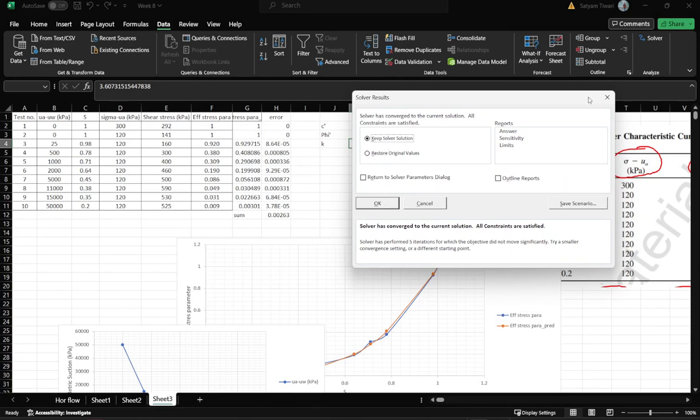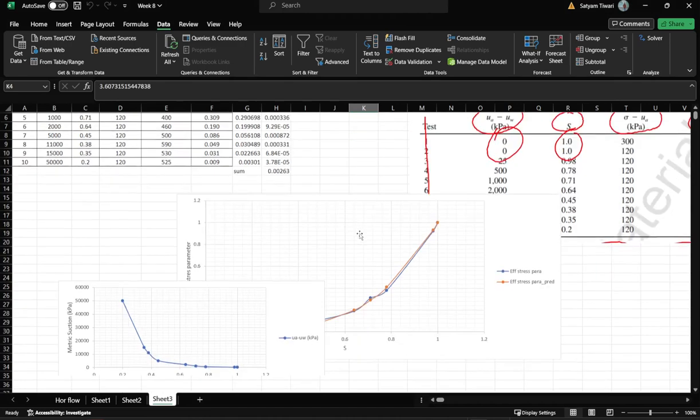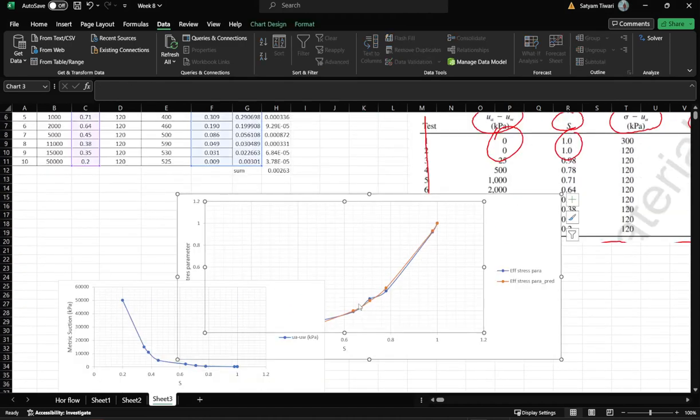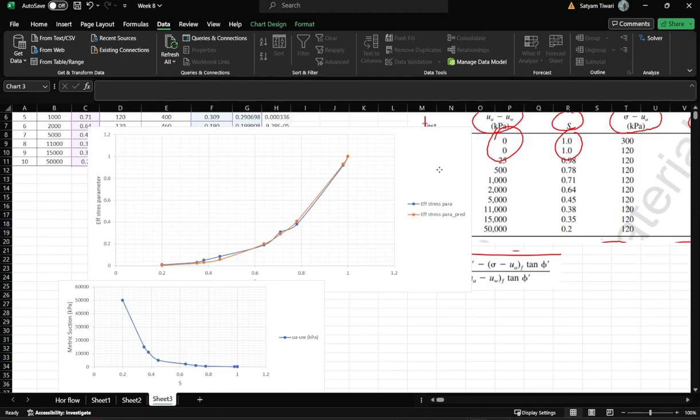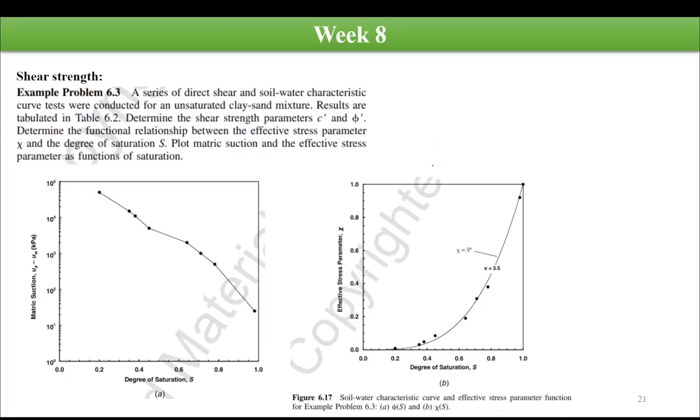Okay, the solver solution. So for a value of k 3.6, we obtain the best fit here. Right? So in this way, we can solve this kind of problem. And with this, we come to the assignment equation.